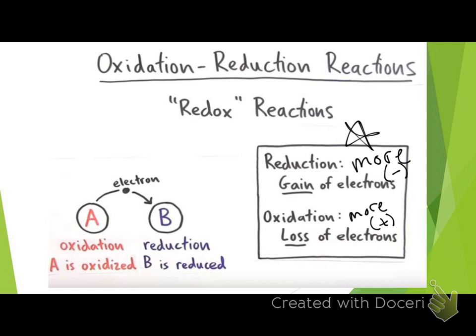So these are just characteristics to look for when I ask you what's being oxidized and what's being reduced. Is something gaining electrons? Is it becoming more positive? Is it becoming more negative? What's going on?